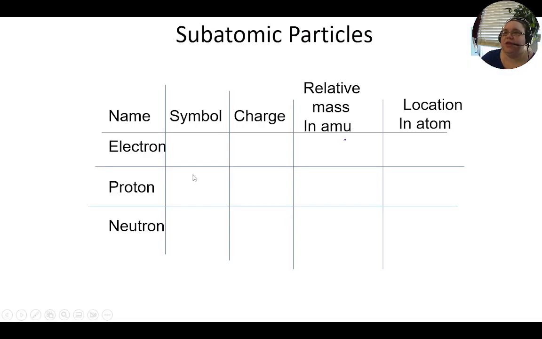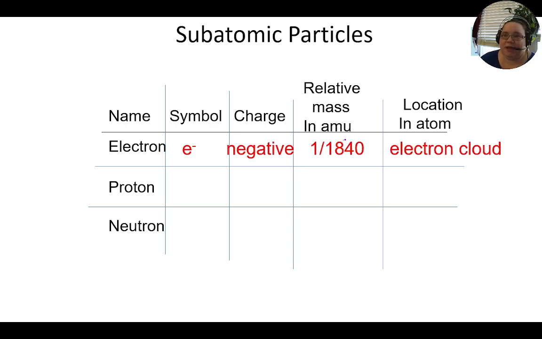Starting with a quick summary of each of our subatomic particles. For an electron, its symbol or its abbreviation is an e with a little minus sign. It, of course, has a negative charge, and it lives in the electron cloud. It takes almost 2,000 electrons to equal the mass of one proton. Technically, it is exactly 1,840, but they're really, really small, and they live outside the nucleus.